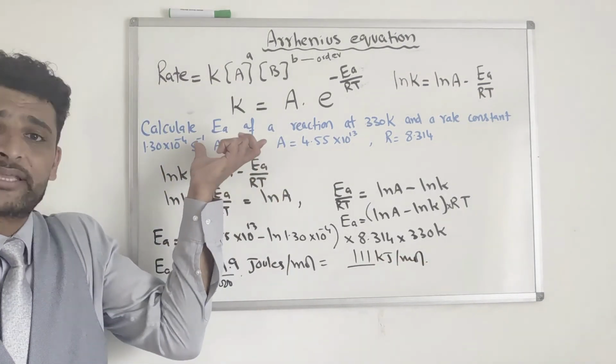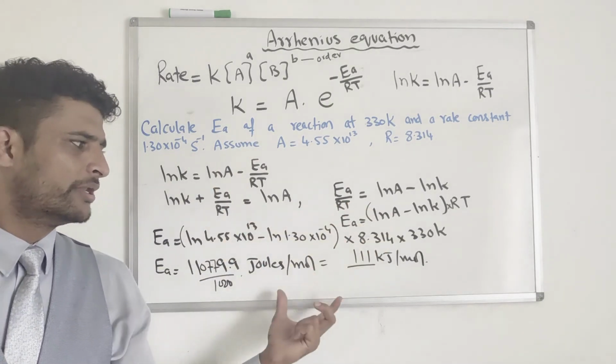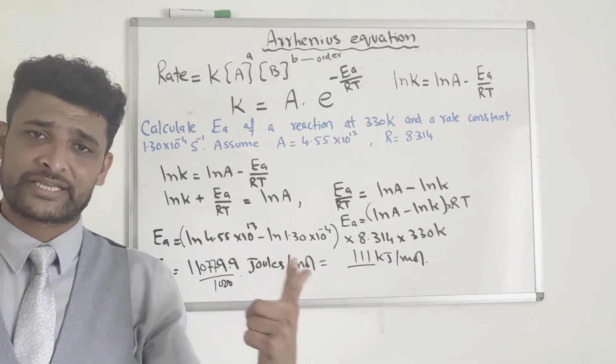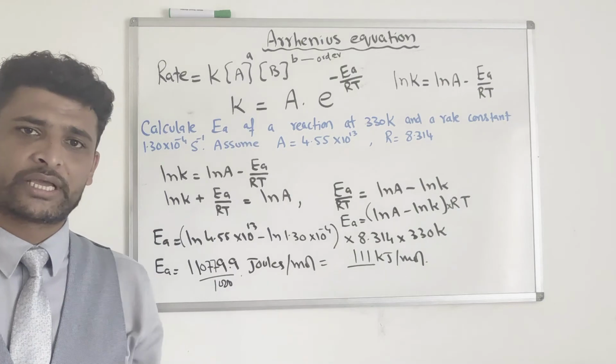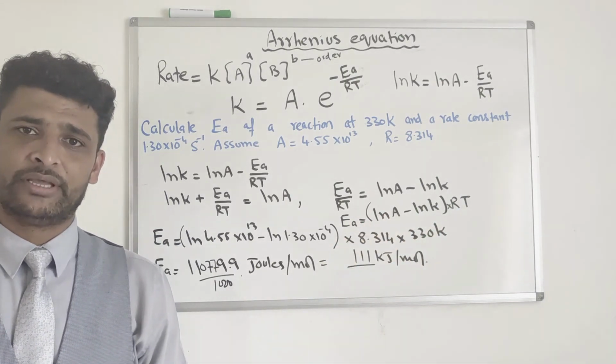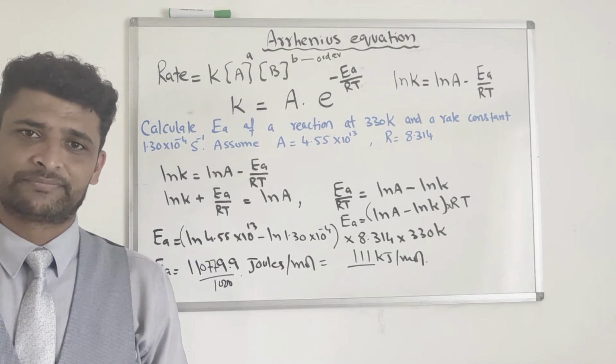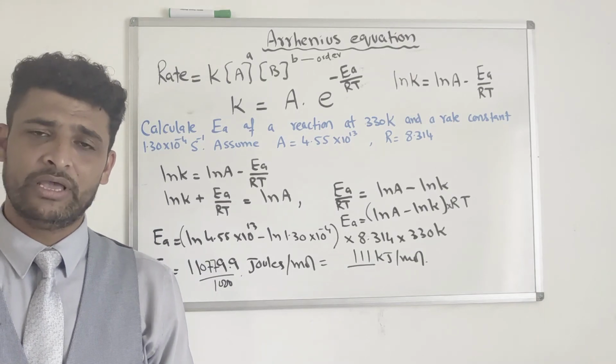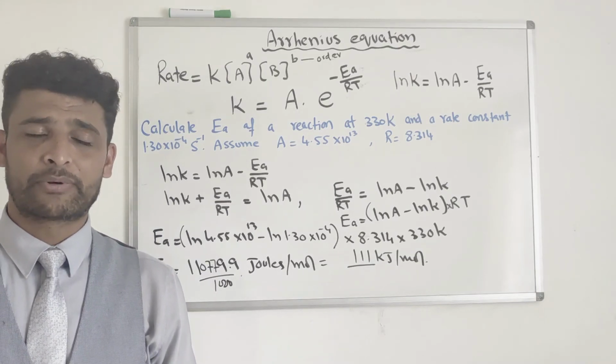So if the question is like that, you can just use the values, you convert the temperature into Kelvin. That's the first thing. You solve the equation accordingly, separately, and then you will put the values in and you will get the answer. Thank you very much. Wait for the next video about the Arrhenius equation by plotting the graph.